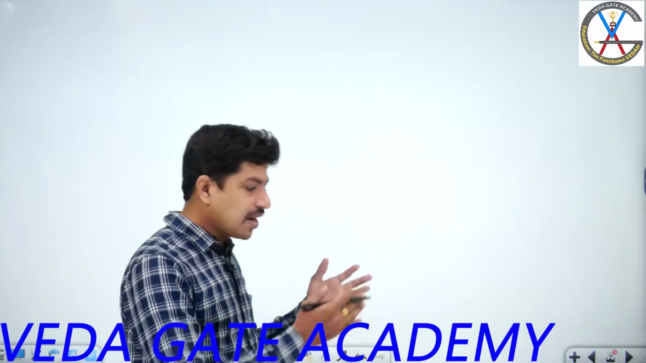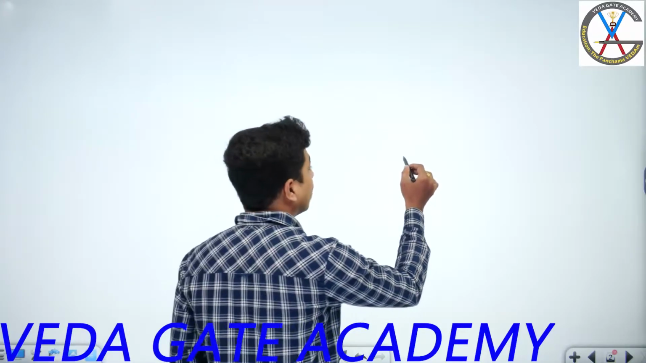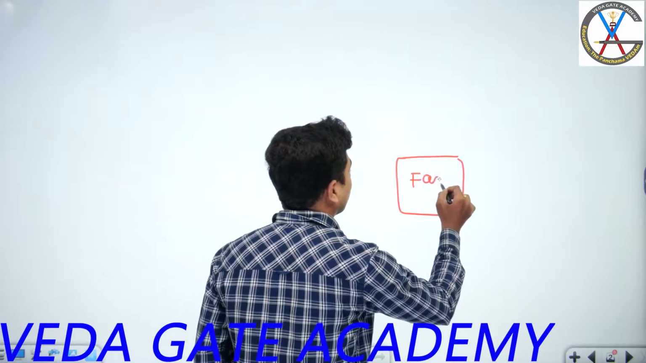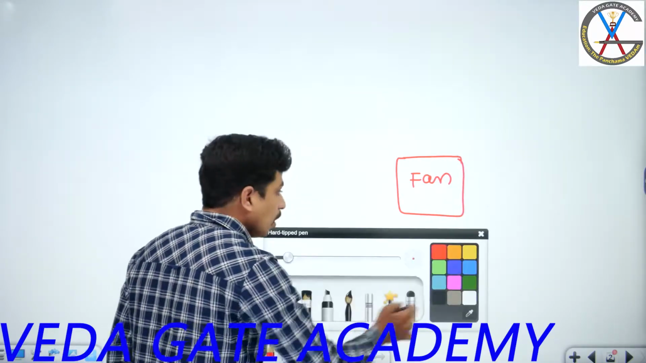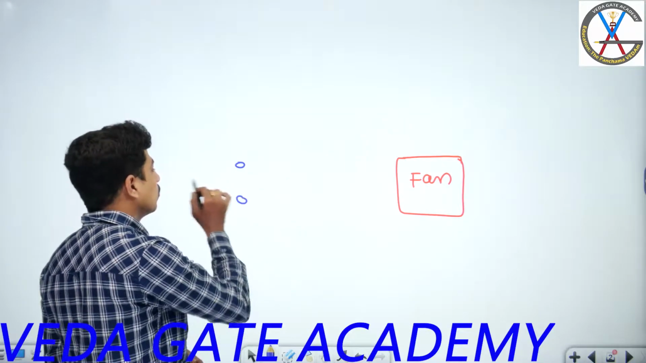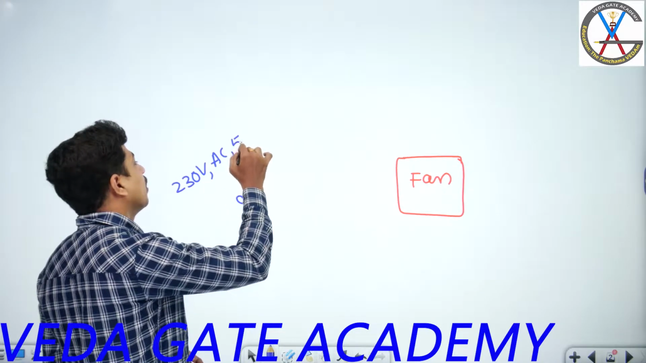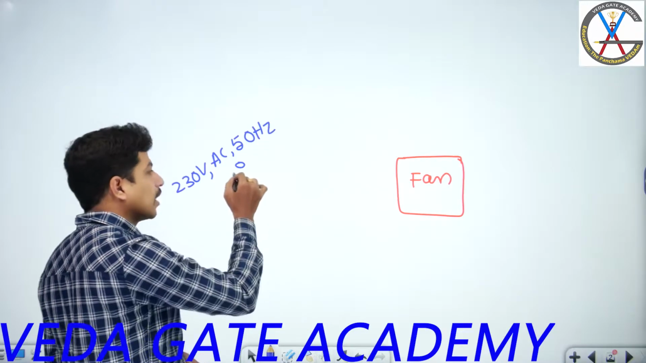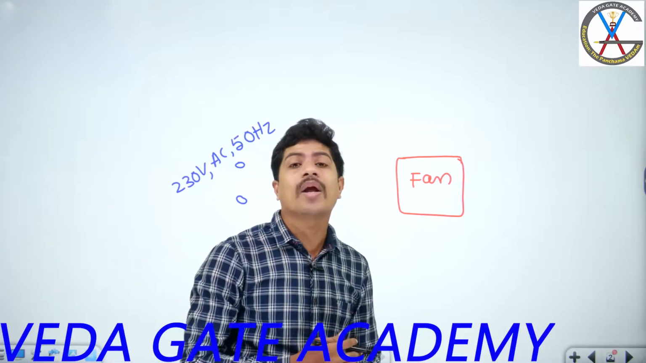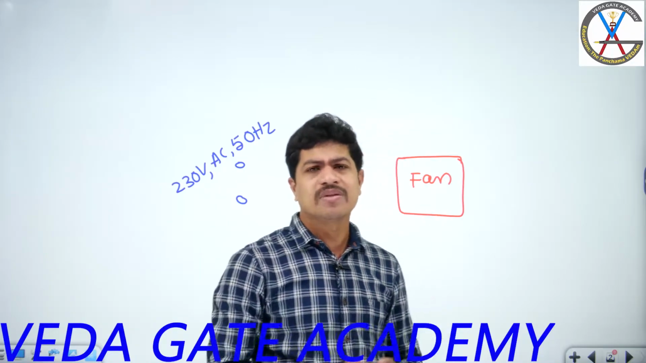Let's take a fan as an example. I'll explain first, then we go to the elevator. We have a fan here. Now, to this fan, can I give 230 volts directly? 230 volts AC supply, our household supply in India, 230 volts AC, 50 hertz. Can I give this supply directly to the fan? If I give this supply directly, the fan will rotate at its full speed. Then it is no more a control system, just a system.